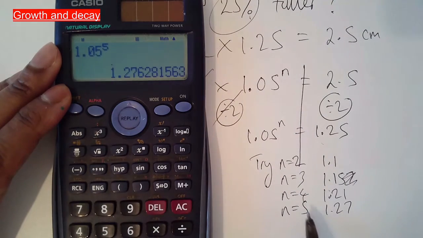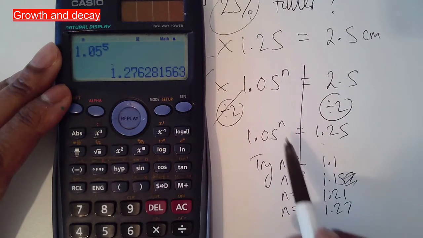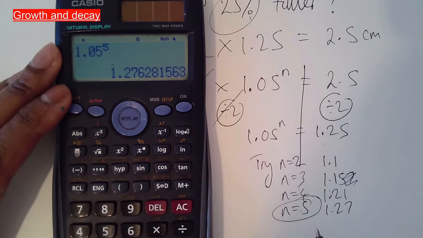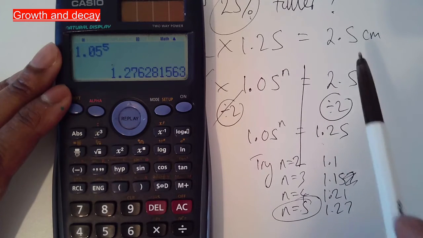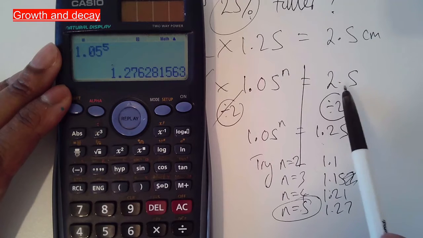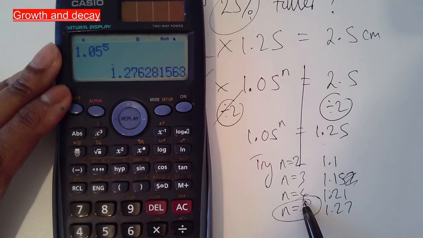1.27, right. So n is equal to 5, that's our answer. So it takes 5 months to get past 2.5 centimeters. Right. 4 months wasn't quite enough. It only reached 1.21 centimeters. So what we do is round up. Okay, so we try 5 and we got our answer. N is equal to 5.